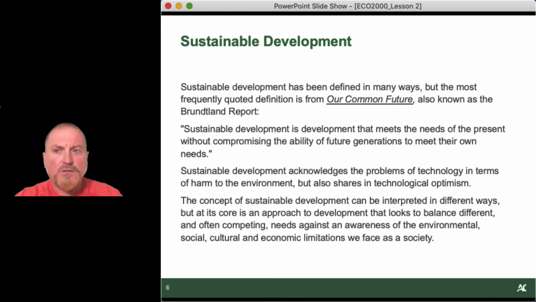Sustainable development acknowledges the problems of technology in terms of the harm to the environment, but also shares in technological optimism. The concept of sustainable development can be interpreted in different ways, but at its core is an approach to development that looks to balance different and often competing needs against an awareness of the environmental, social, cultural, and economic limitations we face as a society. In other words, getting away from the language of the Brundtland Report, how do we take the environment more fully into account in our economic decision making so that in the future our resources are sustainable and protected?